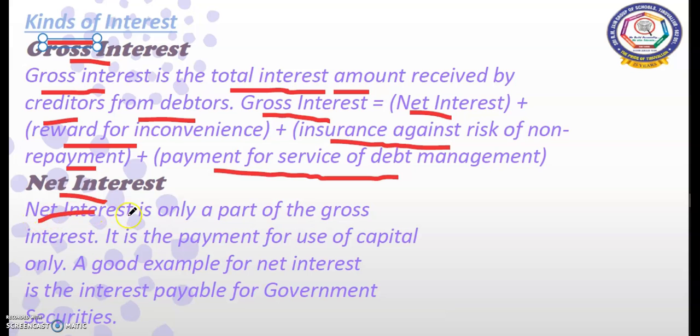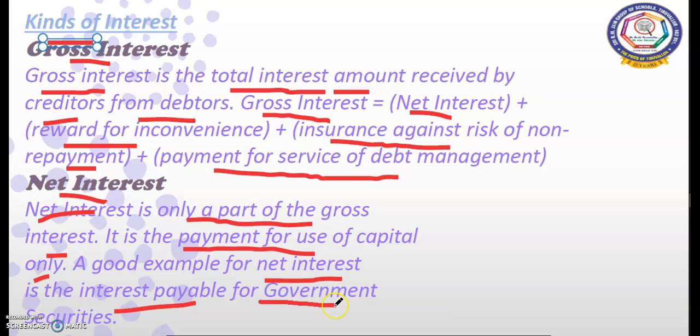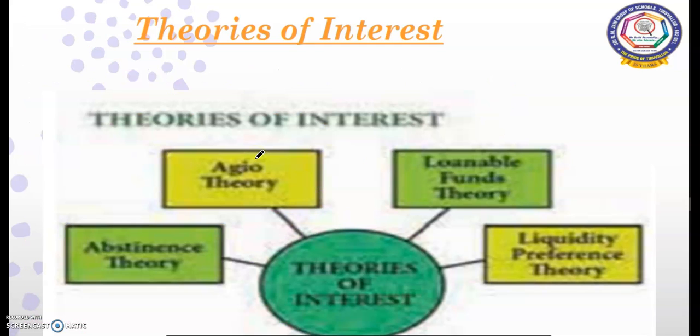Next, net interest. It is only a part of the gross interest. Gross interest is the total interest amount. Net interest is only a part of the gross interest and it is the payment for use of capital only. A good example for net interest is interest payable for government securities. Next, there are some theories of interest, that is agio theory, loanable funds theory, abstinence theory and liquidity preference theory.